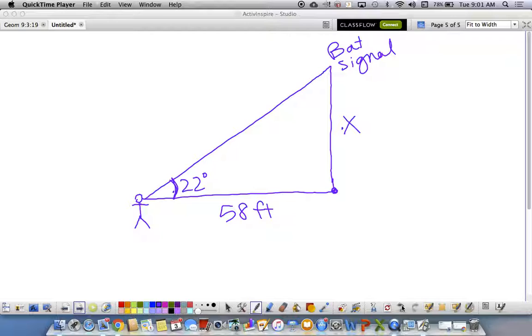Opposite. So which trig function relates those two pieces? Tangent, right? That's all that you need to do: what do I have, what do I want? What relates them together? So I definitely would use tangent. Tangent of what? 22 degrees, the angle I'm given, equals what? Opposite over adjacent, x over 58. Can you solve for x? Yes, you can. So what does x equal? 58 times tan 22.